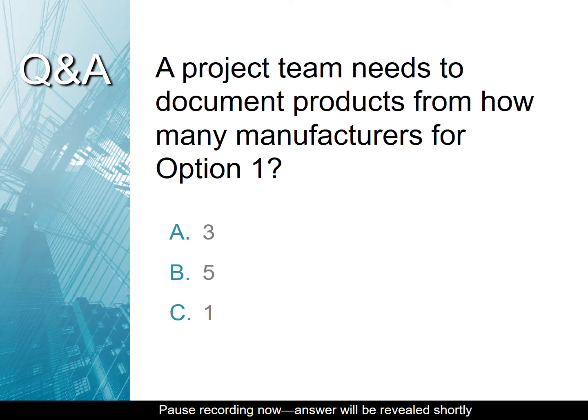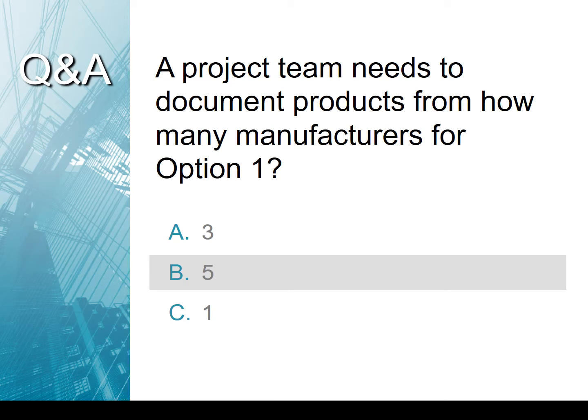A project team needs to document products from how many manufacturers for option 1? They need to document products from at least 5 different manufacturers.